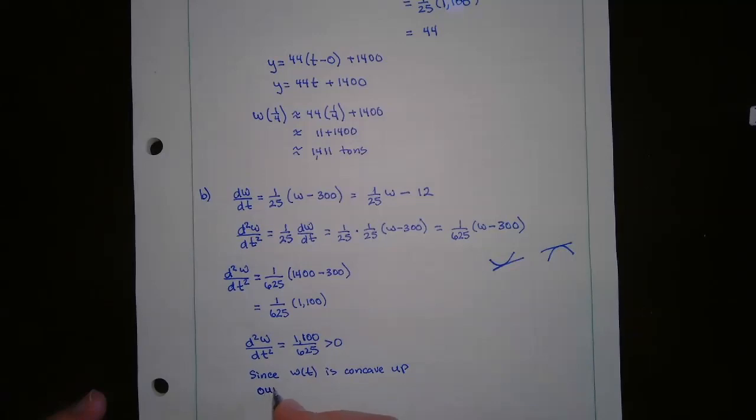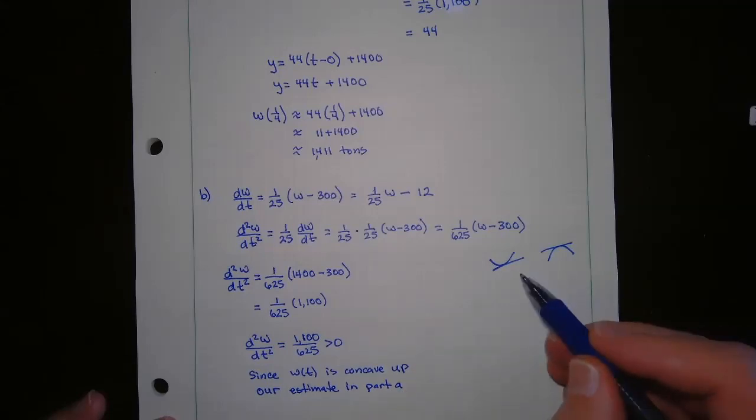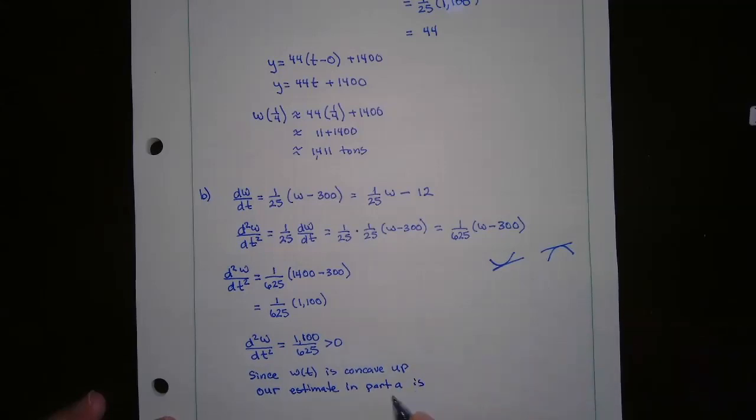our estimate in part (A) is an underestimate. And that's how you answer part B. Make the corrections, do it in different colored ink or a different colored pencil or something else so I can see the difference. All right, and we'll go to part C now.